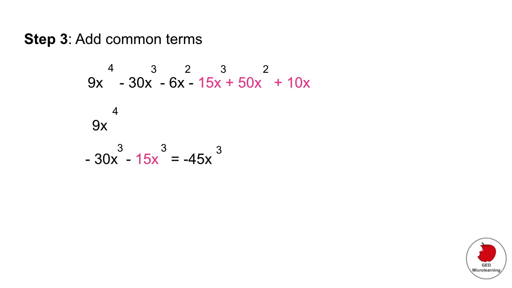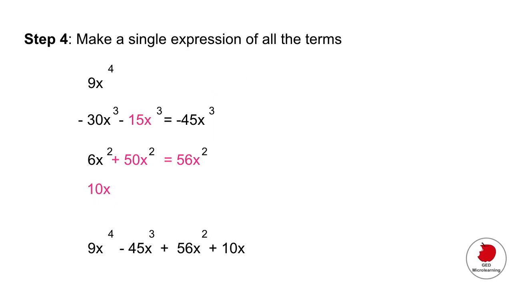Next one, we're going to look at the terms that are raised to the 3rd power, so that would be minus 30x to the 3rd minus 15x to the 3rd, which gives you minus 45x to the 3rd. Do the same thing for terms raised to the 2nd power, and then terms with just an x value. And essentially, you're now going to take all those answers and put them together in this expression.